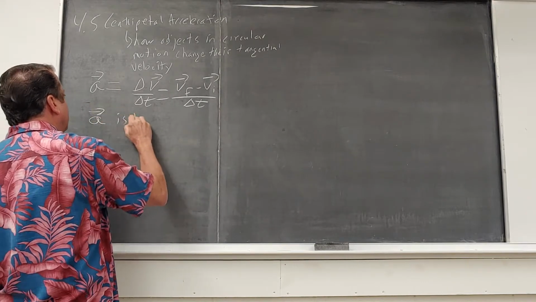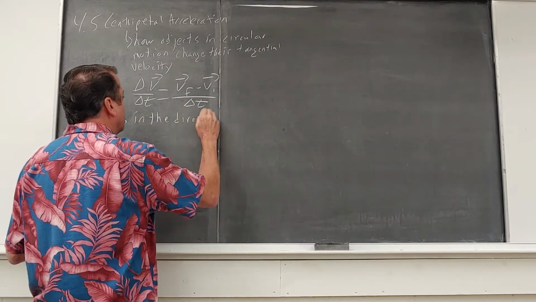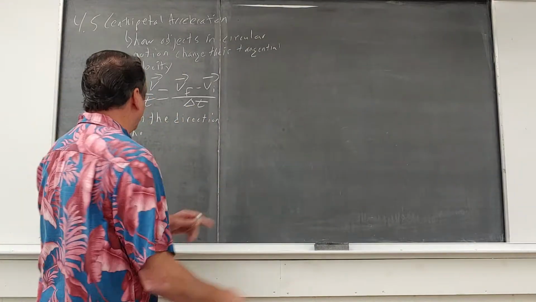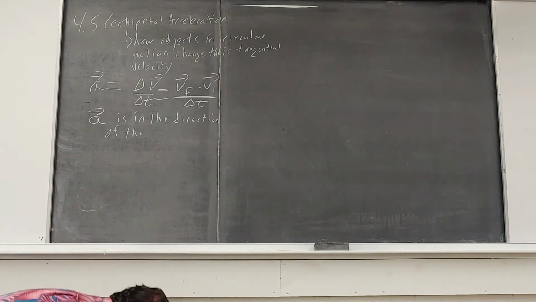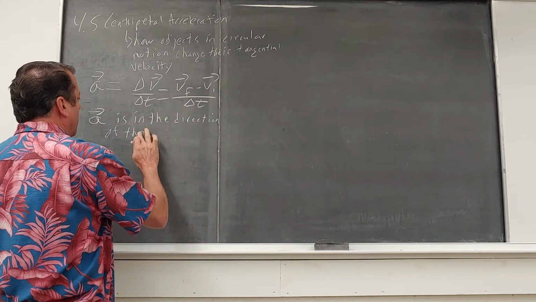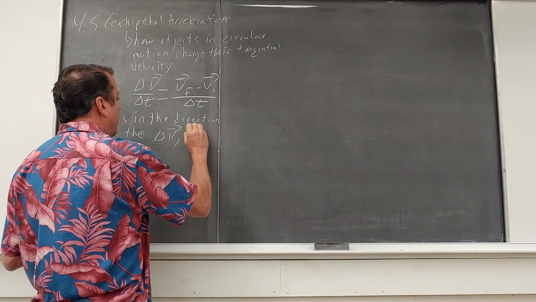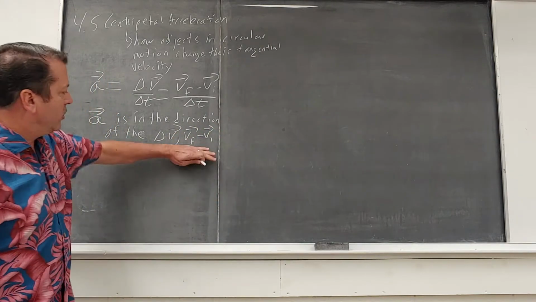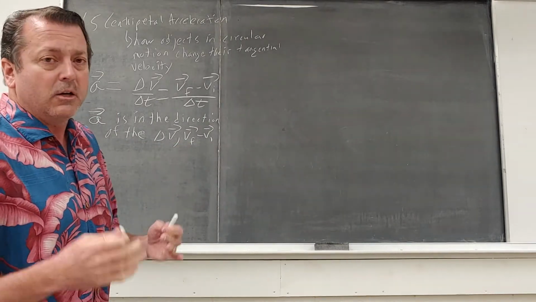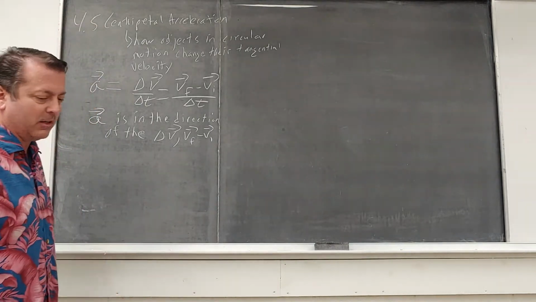vector is in the direction of the, since time always marches forward, is in the direction of the change in velocity vector, v final minus v initial. So if I do the operation v final minus v initial, if I physically do that with the vectors, I can get the direction of that acceleration. And it makes sense if you think about it.